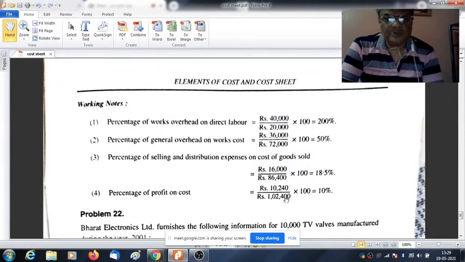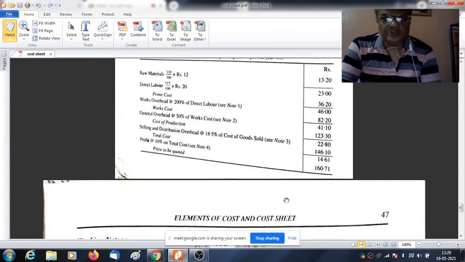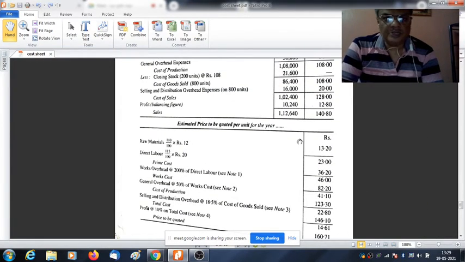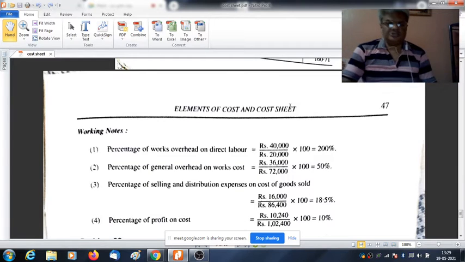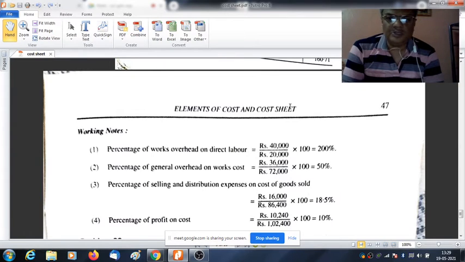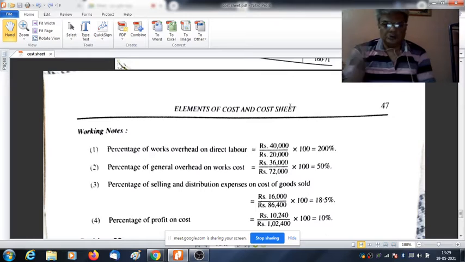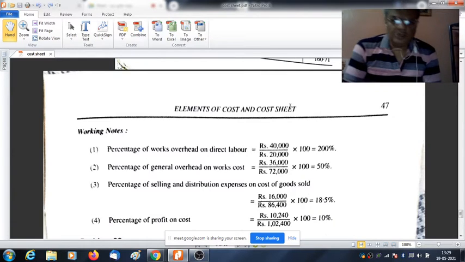10,240 divided by cost of sales. And what is the cost of sales? Cost of sales we have already calculated, 1,02,400. So we have computed 10%. All the relationships among all the elements of cost. This is the second part. Up to this, just pay attention on the screen, and if you have any question, feel free to ask me. As I told you, it's a master problem. If you can understand this problem, you can solve any problem on estimated cost sheet by just a snap of your finger.